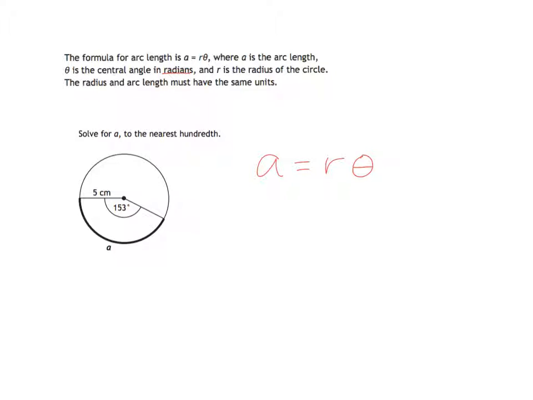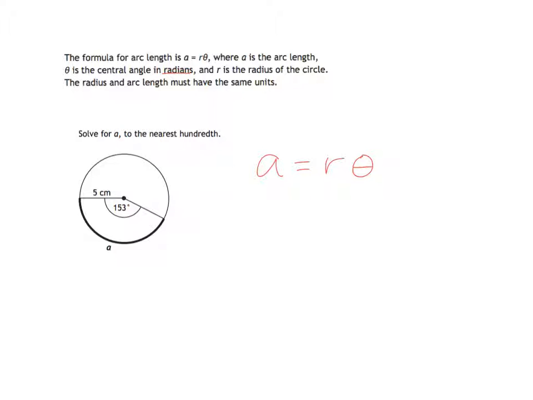The radius and arc length must have the same units. So it doesn't matter what the units are on those. If the radius is in centimeters, then we'll find the arc length in centimeters. If the radius is in meters, the arc length will be measured in meters. It doesn't matter what units you use for those, but it does matter that the central angle has to be measured in radians.